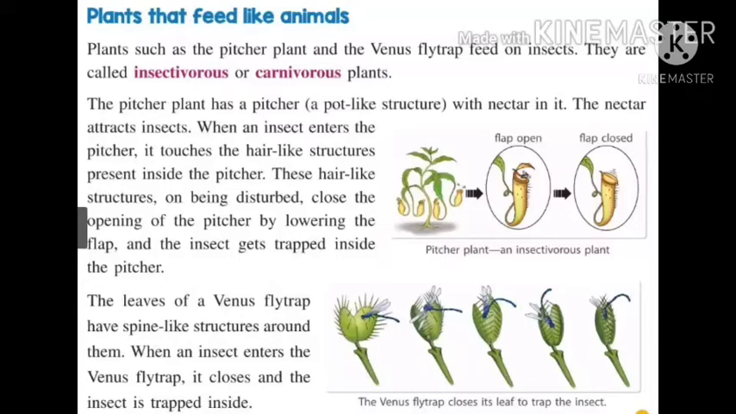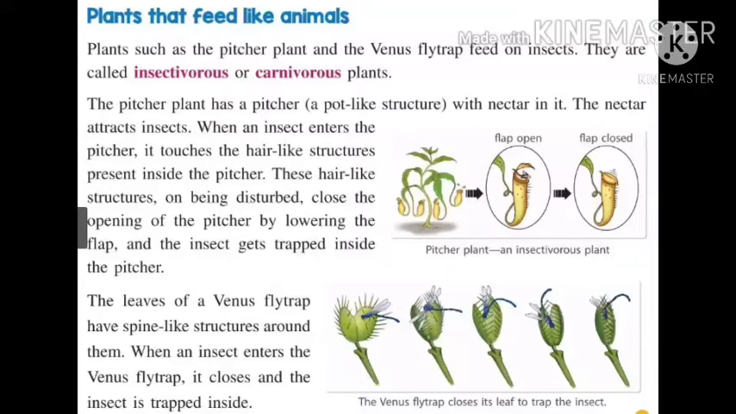So the pitcher is a pot-like structure, and inside the pitcher there is nectar present, which attracts the insects. When the insect enters the pitcher and touches the hair-like structure inside the pitcher, it is disturbed, and when it is disturbed, it closes its lid, meaning the opening is closed, and this is how the pitcher plant traps the insect, and the insect dies inside the pitcher only. Then the plant uses the nutrients of the insect for its growth.